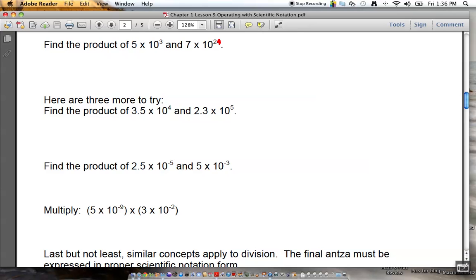Here we go. Talk to me. Multiply coefficients. 5 times 7. 35 times 10 to the 4. I got 2 and 2. Oh, yours is 2 and 2? Okay, 4. I got so confused.